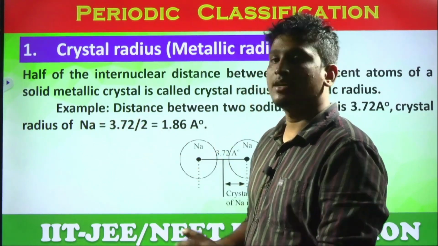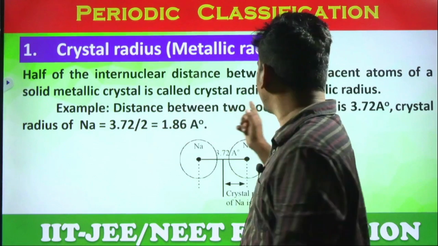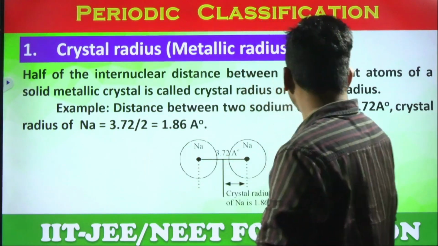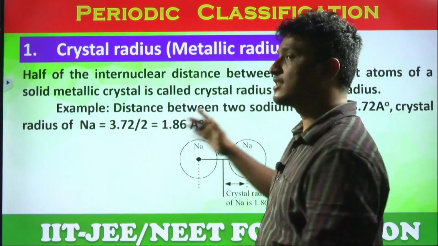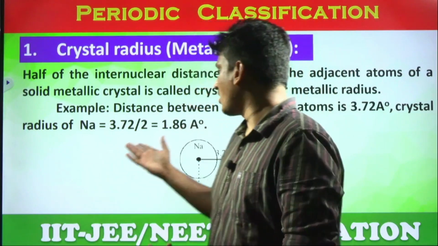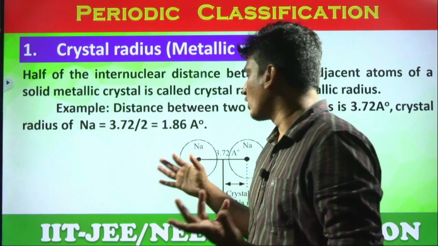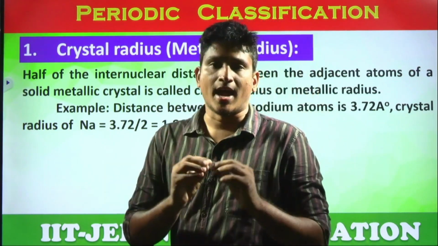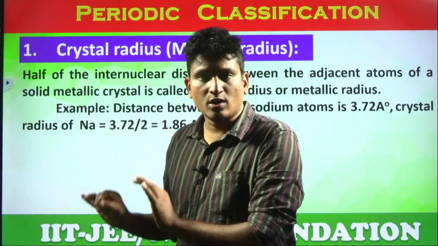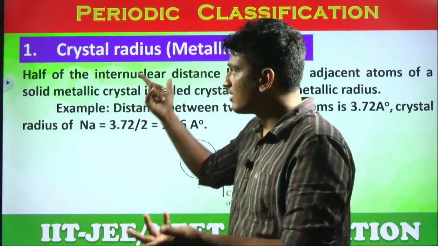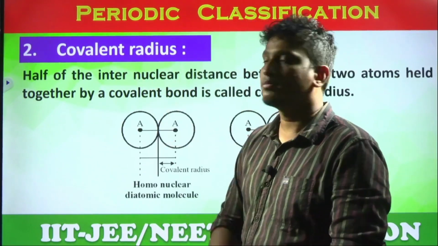Look at here, the example is given as sodium. Distance between two sodium atoms is how much? 3.72 angstrom units, students. What is the crystal radius? Divided by 2, that's it. So how much is it? 1.86 angstrom units is taken as the atomic size of each sodium atom. So this atomic size in terms of metals is called crystal radius. You have to remember that.